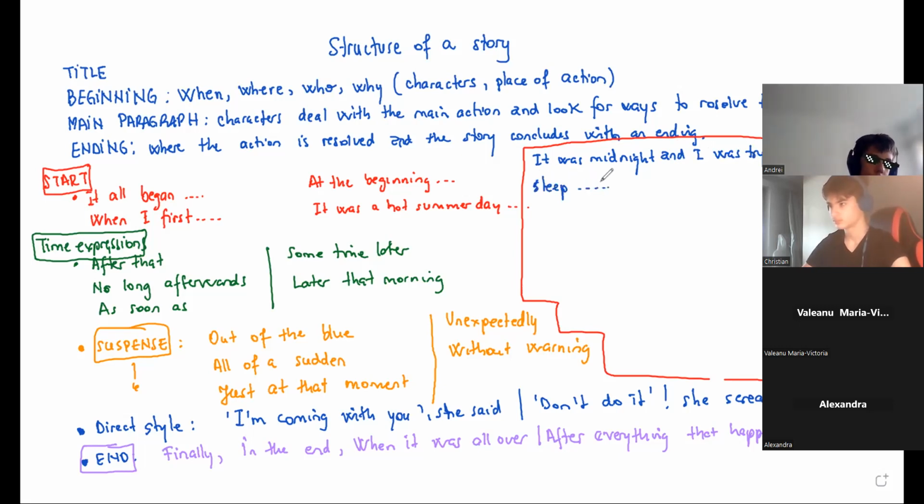Are you with me? Because this is the biggest secret when you write a story and you need valuable structures. What tense is this one? It was midnight. Ce timp e?